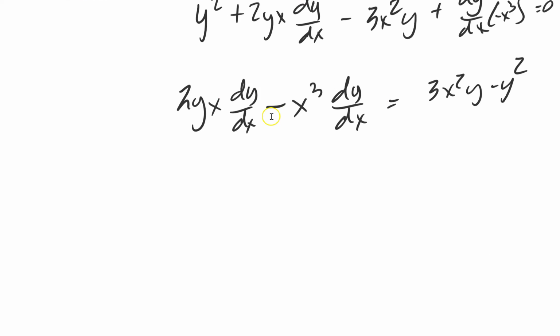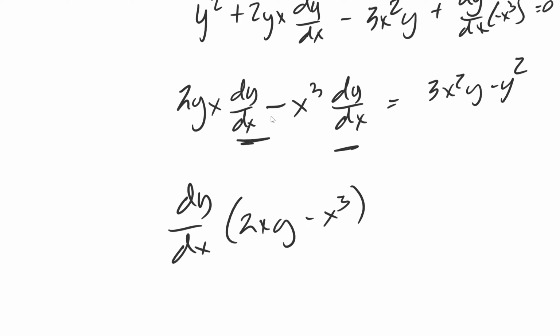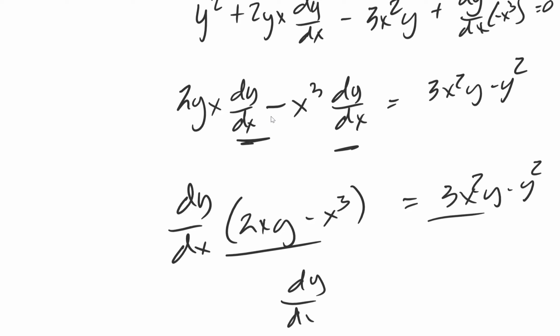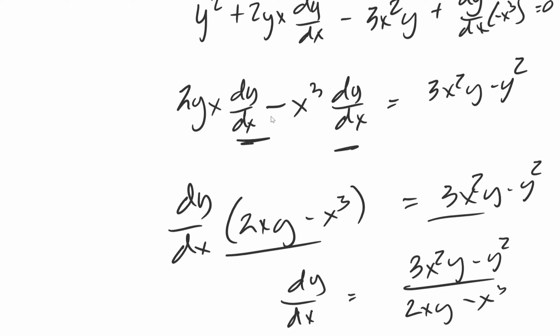Now you could factor them out. They both have it, so you factor out dy/dx: (2xy minus x cubed) equals 3x squared y minus y squared. Divide by this, and you get your implicit differentiation, your solved derivative. So that's how you do implicit differentiation.